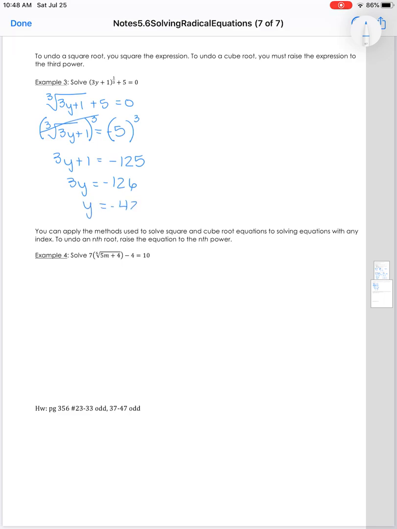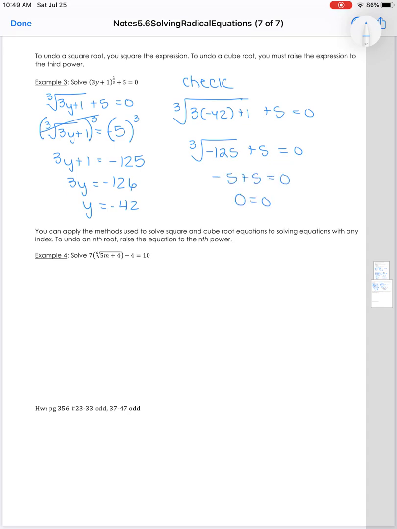Now some people might say, well, I can't go any further. You can, though, because it's an odd root. You're taking the odd index with the radical sign. It's not even. If it was even, then it's no solution, but you're not done yet. So now, instead of squaring both sides, we're going to cube both sides because we have to get rid of that 3. So the left side is 3y plus 1. The right side is negative 125. So you get 3y equals negative 126, which means y is negative 42.